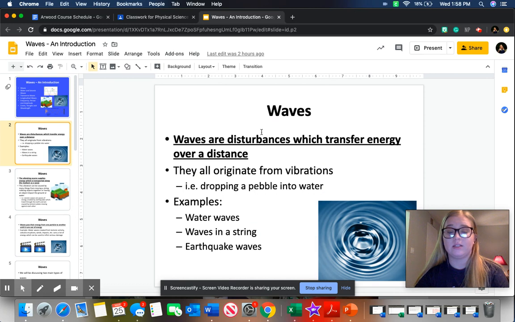So waves are a disturbance in which energy transfers over a distance. When you think of a wave, you think of it stretching a long way. There's all kinds of different types of waves, and they originate from vibrations. There could be water waves, waves in a string, earthquake waves, sound waves, radio waves. There are so many different kinds of waves.